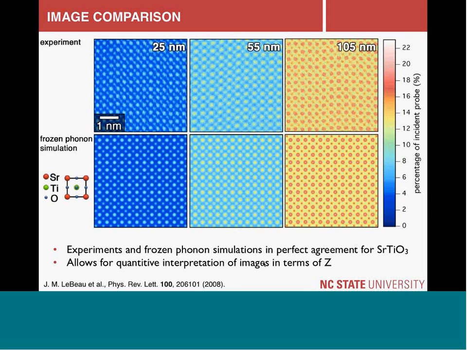Just for a comparison here, we have our experimental images on the top of strontium titanate at 55 and 105 nanometers. On the bottom, we have theory, that's simulations, and there's a perfect agreement between the two. What comes out of this is that quantum mechanics works. We can really predict what ions do as they pass through the sample. It's just a big quantum mechanics experiment in a box, and we can effectively interpret these images.